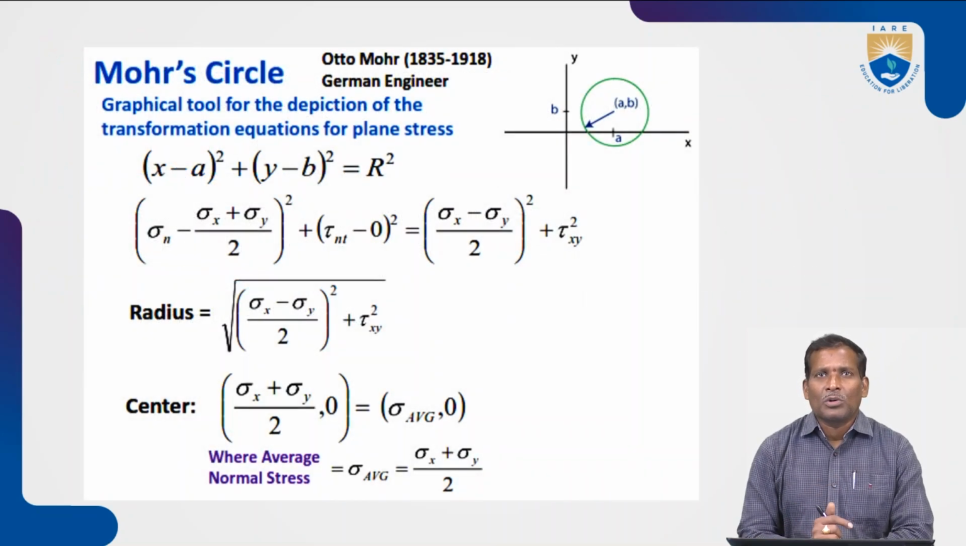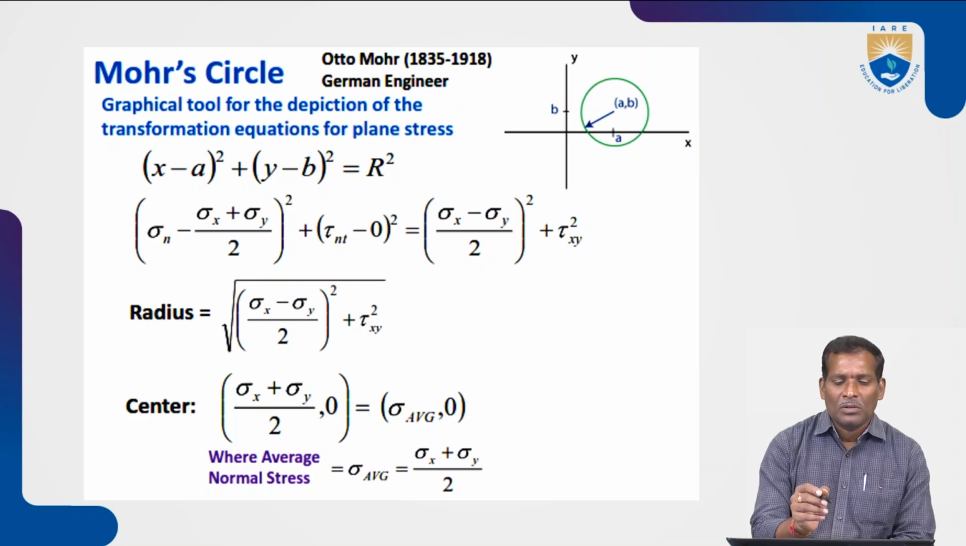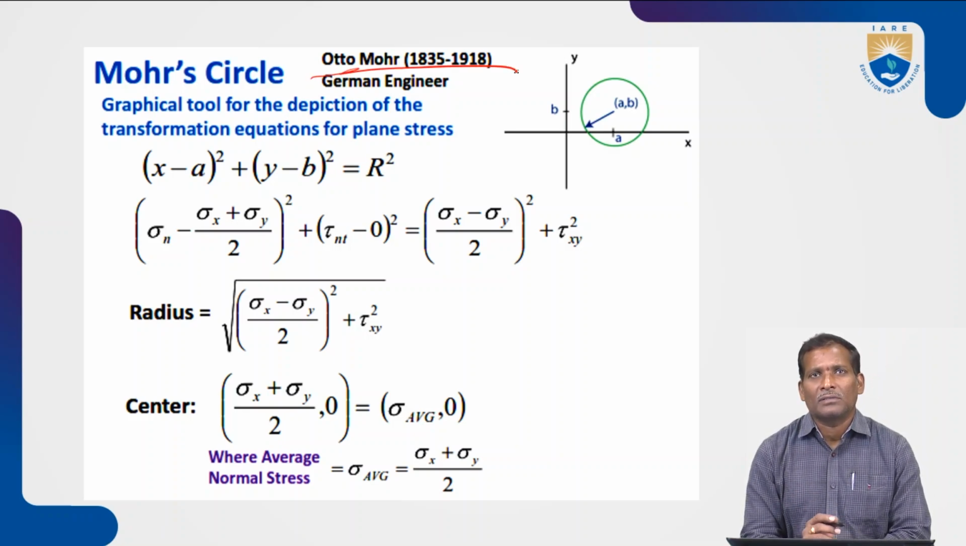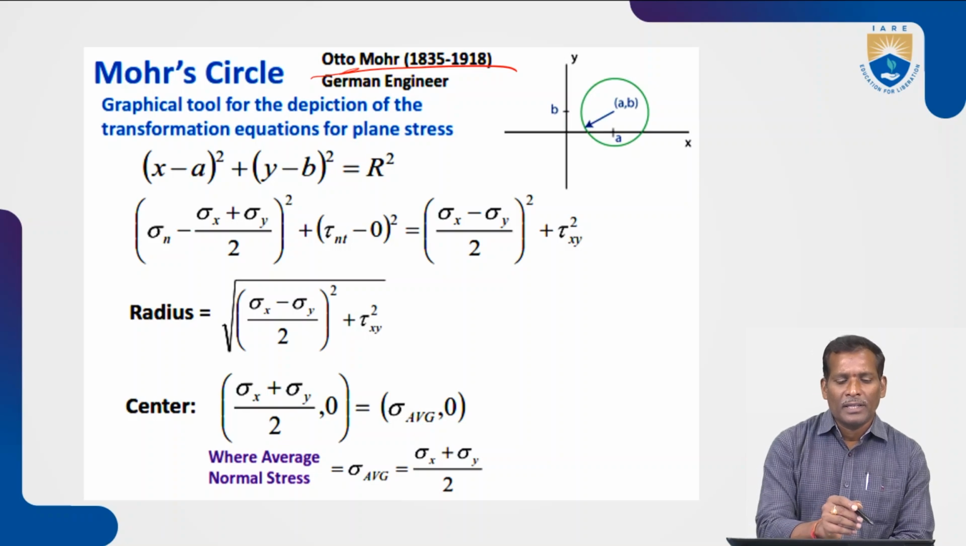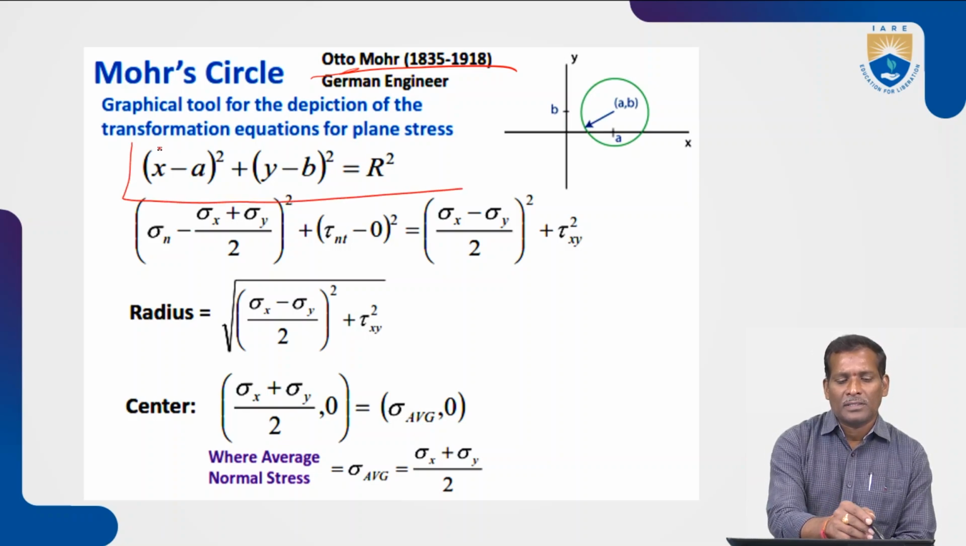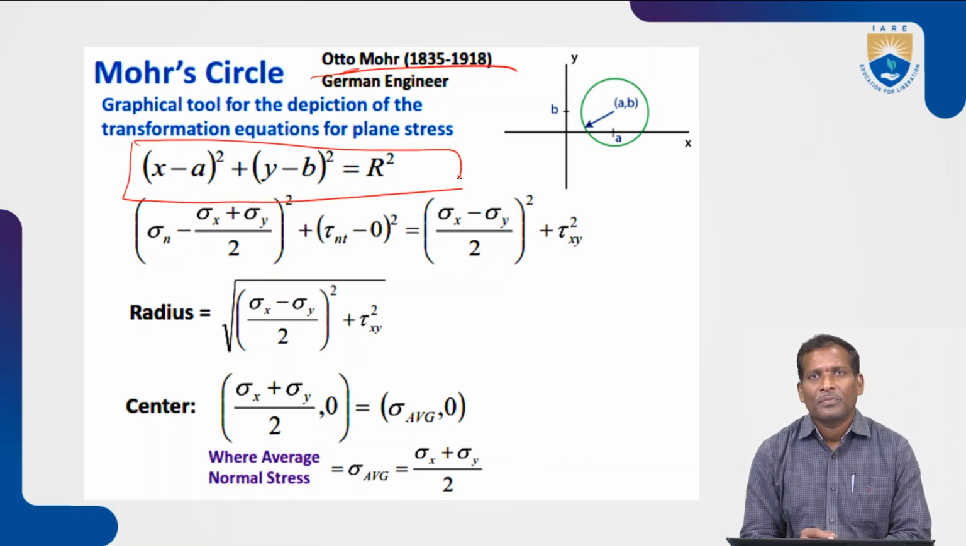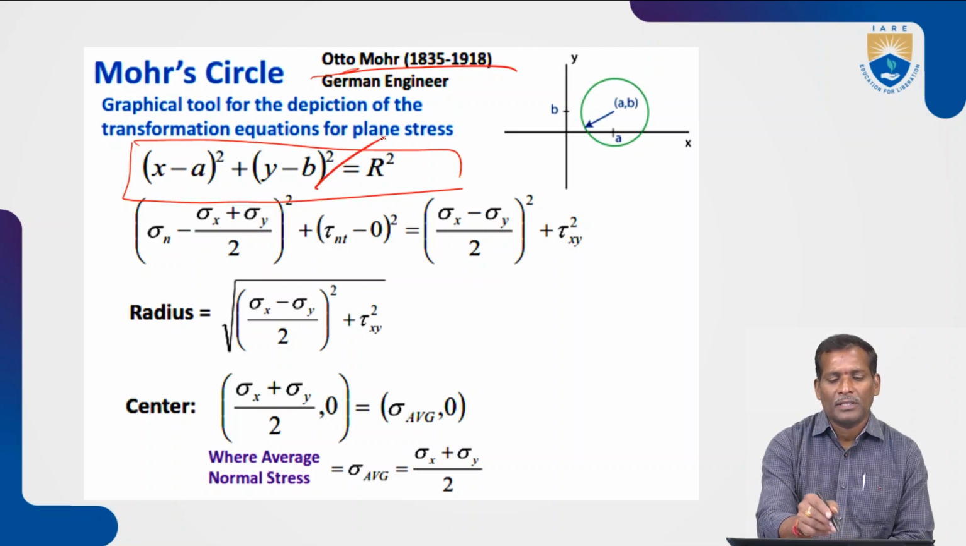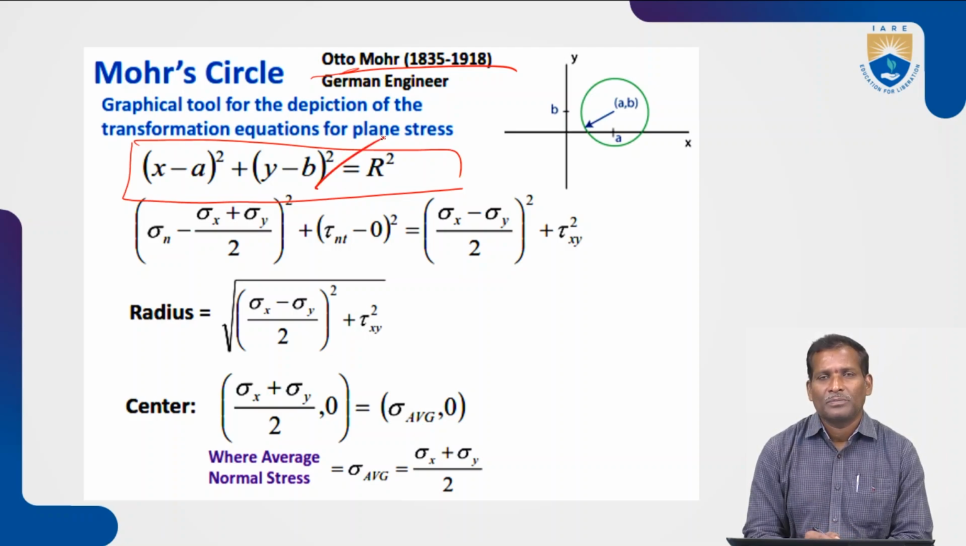So this is the Mohr circle. Otto Mohr, a scientist, developed this Mohr circle, a graphical tool for the representation of the transformation equations for plane stress. Here, consider the circle equation: (x minus a) whole square plus (y minus b) whole square is equal to r square.